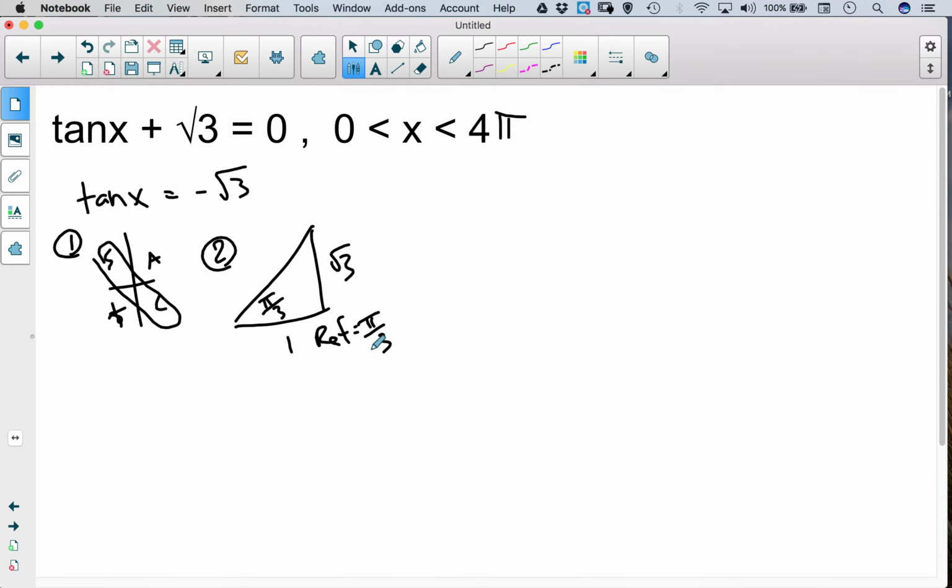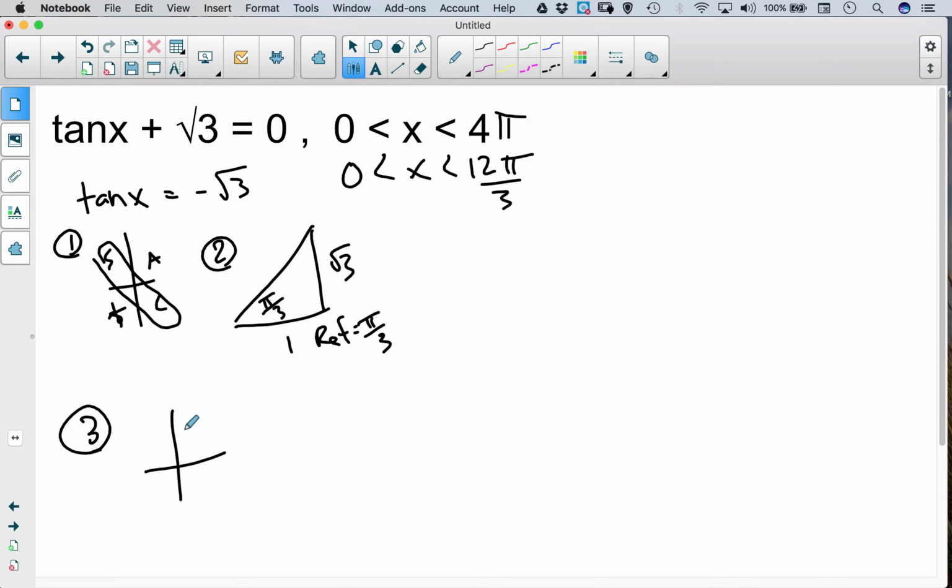So now I know what my reference is. I'm going to change my domain to reflect that. So pi over 3, 4 pi in terms of something over 3 will make it so that I have 12 pi over 3. So I know that if I'm finding any values that break 12 pi over 3, I've gone too far when I'm adding my values here.